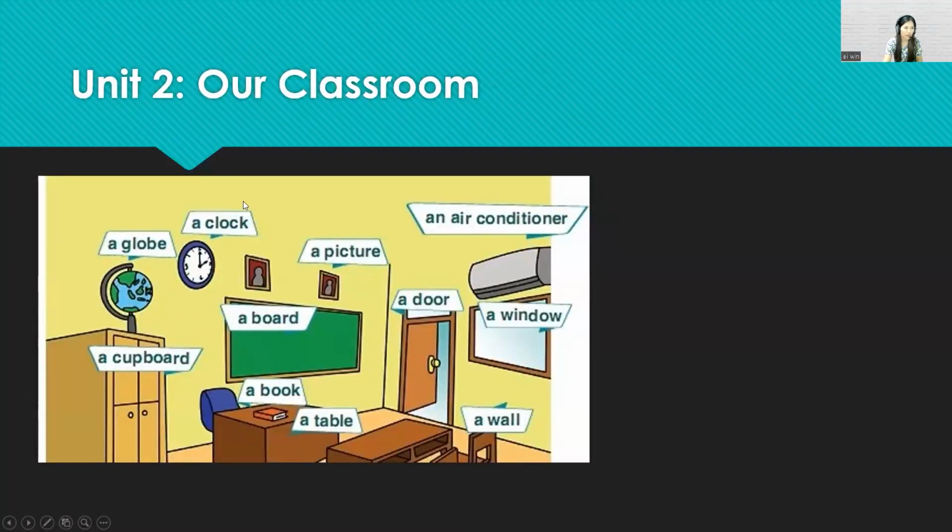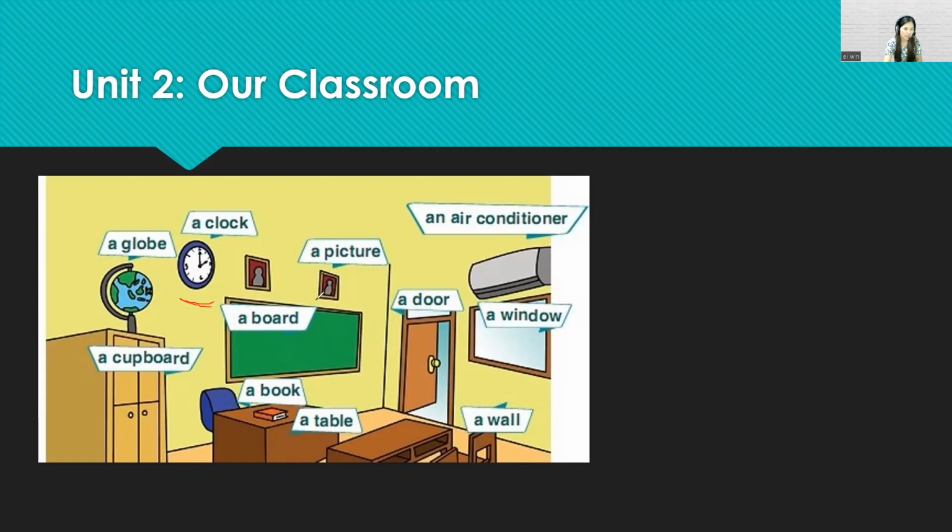So the first one is, what is this? A clock. This is a clock. So normally we have a clock in our classroom to know the time. A clock. What is this? A clock.